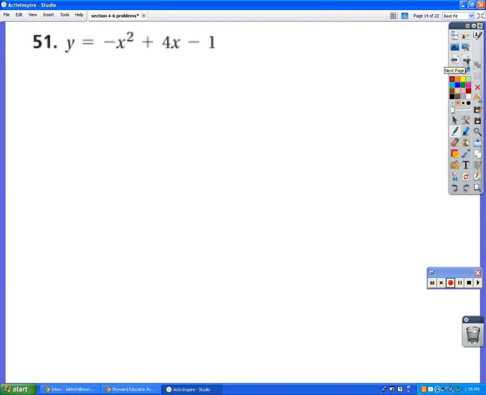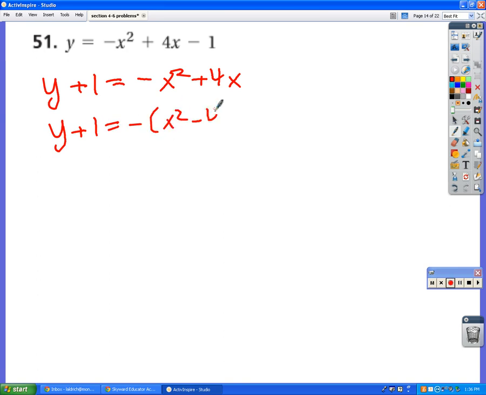All right, so let's do this again. So I'm going to take this negative 1 and put it on the other side. We're going to go y plus 1 equals negative x squared plus 4x. And now I'm going to factor out the negative again. X squared minus 4x. And then plus 2. Plus 4. Okay, slow down though, Turbo.